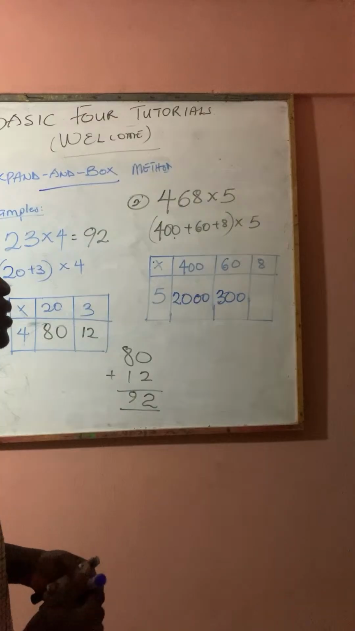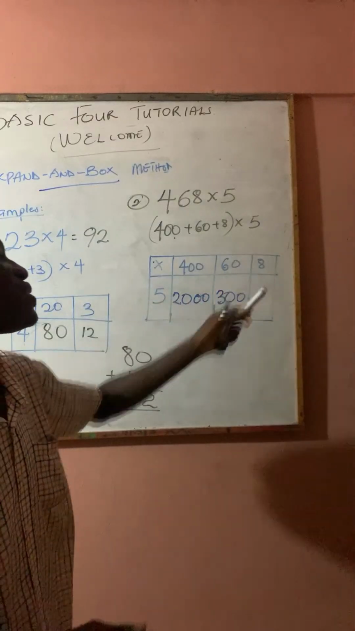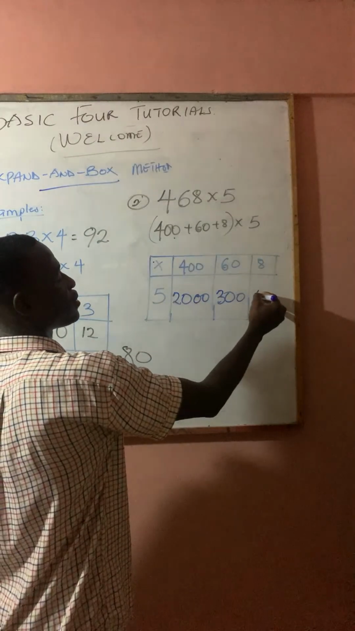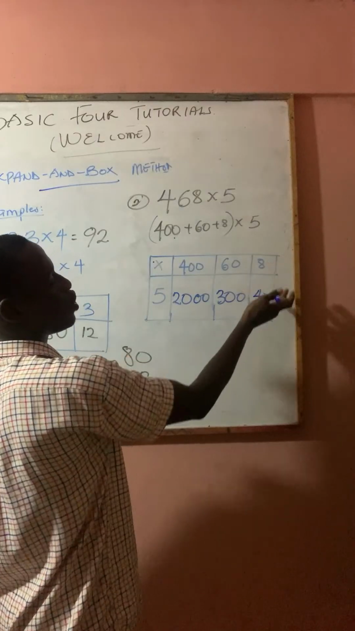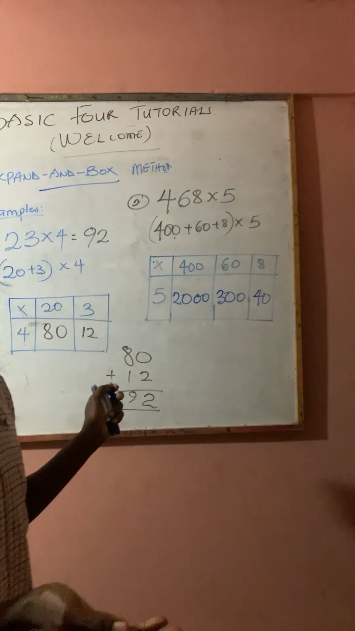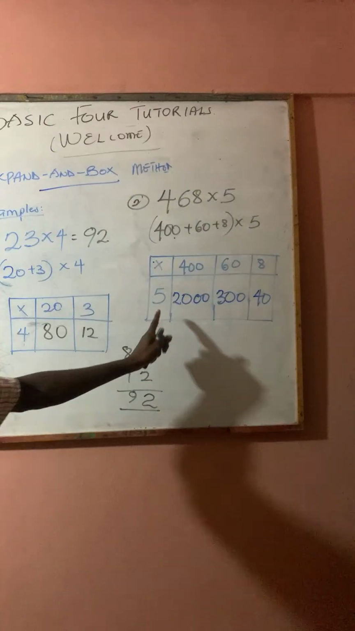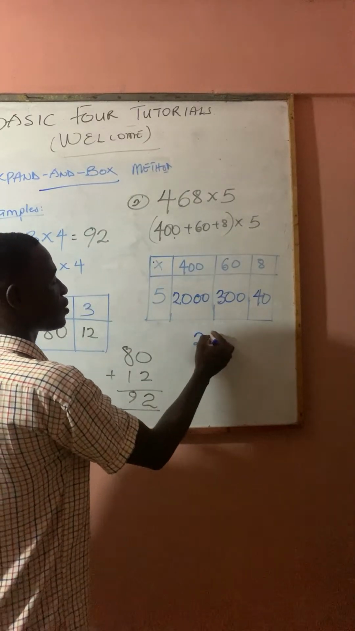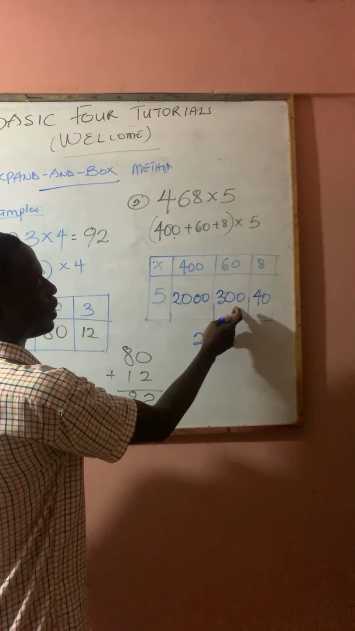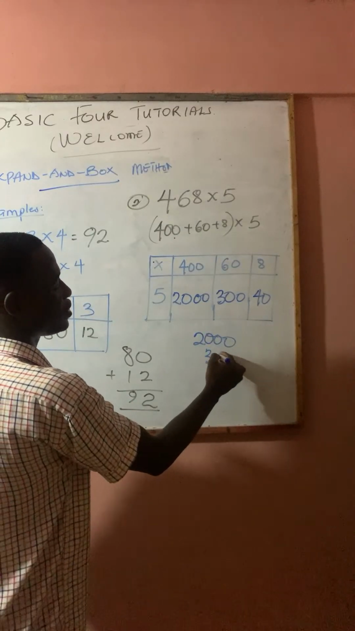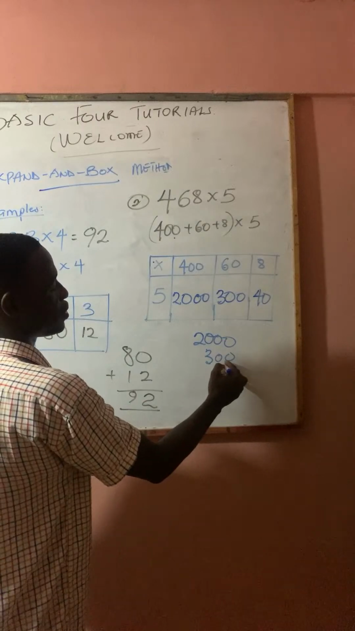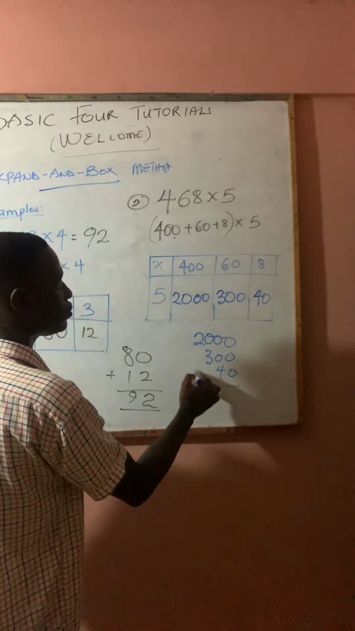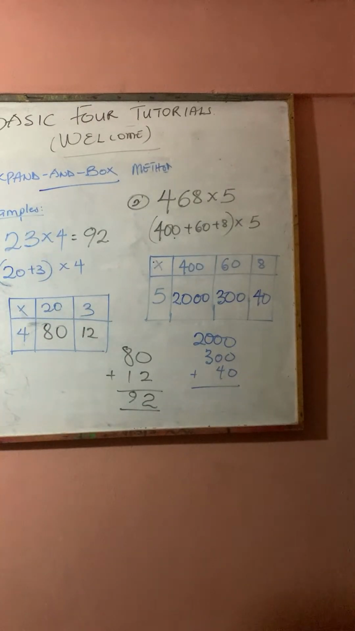All right. Then lastly, 5 times 8 gives us 40. This one has no zeros. We're not going to add any other zeros to 40. Okay. Then we are going to add up our products. So we get 2,000 plus 300 plus 40. So that we get it.